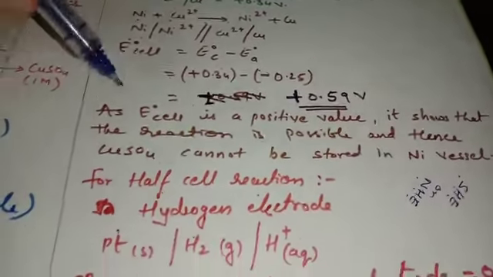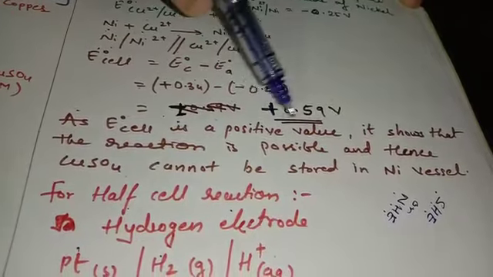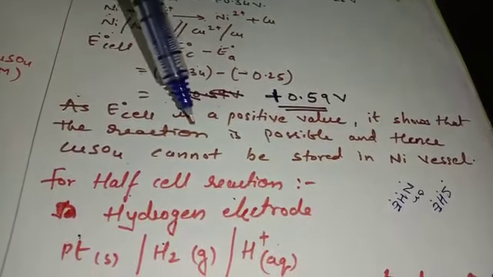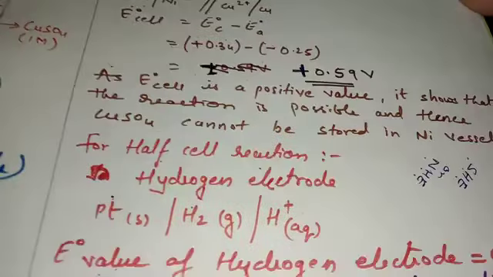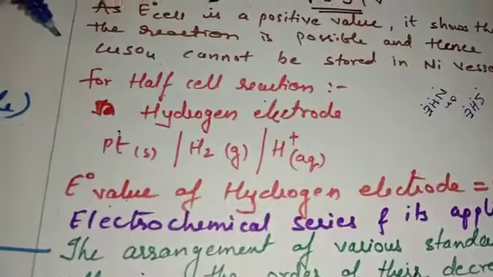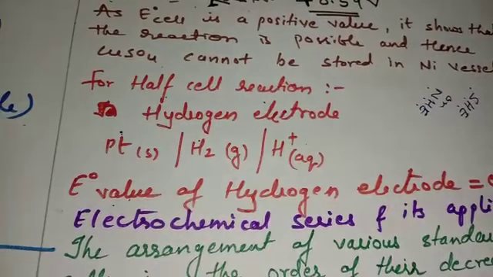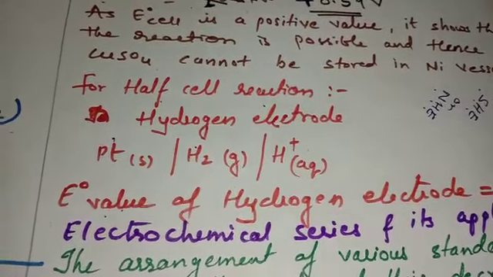Hence I have written here: as the E naught value is positive, it shows that the reaction is possible and hence copper sulfate solution cannot be stored in a nickel vessel. Now, if you have a half cell, it means a cell is going to act either as an anode or the cathode. The cell is not completed.